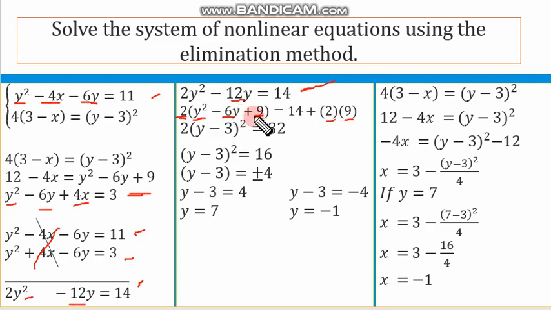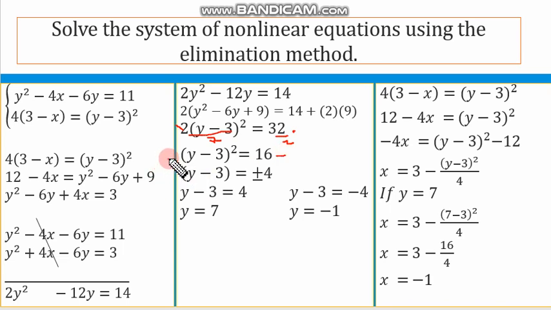Next, this is the square of a perfect square trinomial. Just divide the coefficient of y by 2. So negative 6 divided by 2 is negative 3. So it is y minus 3 quantity squared. Just write down the 2. So it is equal to 14 plus 18 is 32. Okay, we will divide both sides by 2 to remove the 2 here. So the 2 cancels. So, 32 divided by 2 is 16. Then, y minus 3 quantity squared is equal to 16.